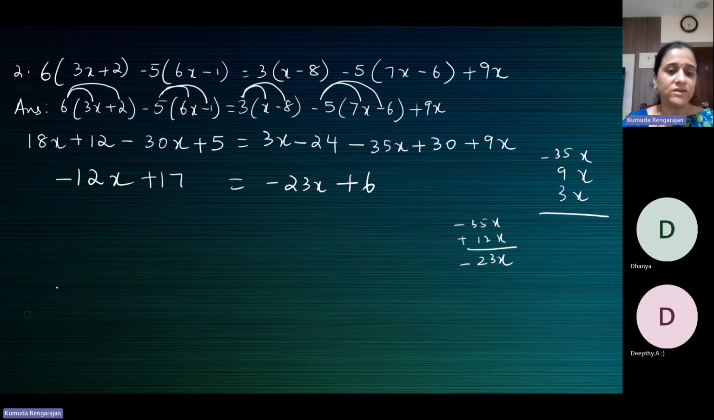In the earlier step, we did not transpose. As it is on the LHS, whatever x terms and constants we had, we simplified. Similarly, on the RHS, whatever x terms and constants we had, we simplified. We did not transpose. Now we have to transpose. So this minus 12x, where is it?